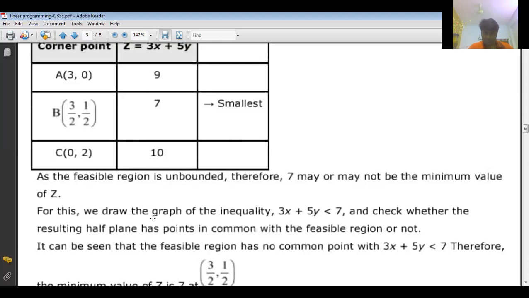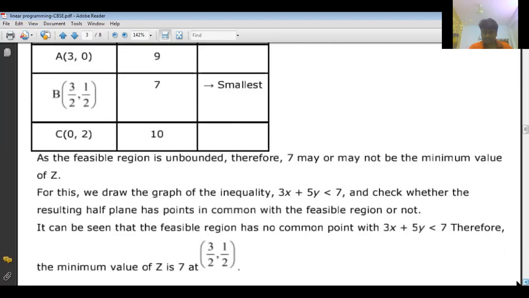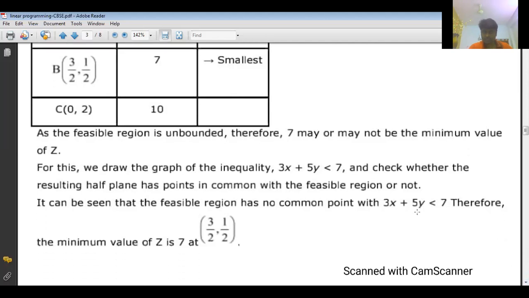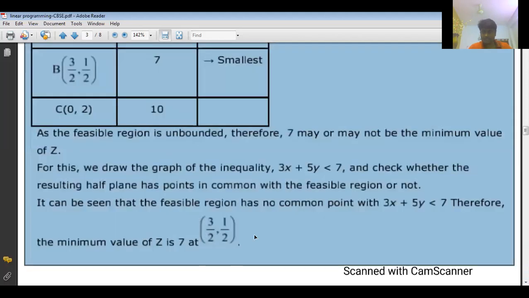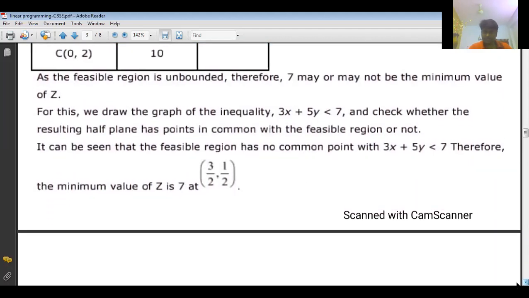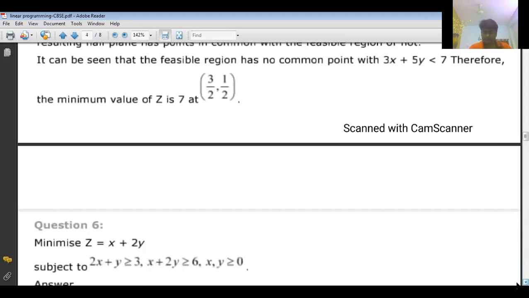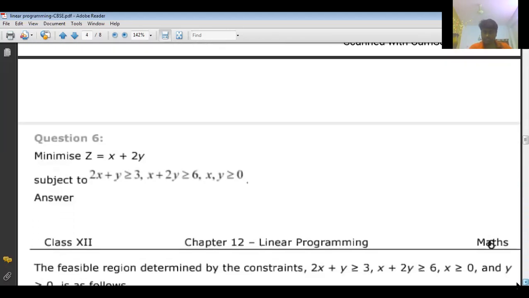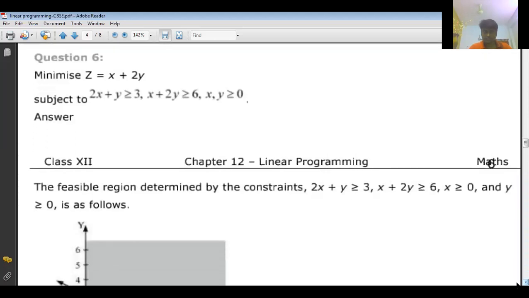Okay. For this, what should we do? We draw the graph of inequality 3x plus 5y less than 7 and check whether the resulting half plane has points in common with the feasible region or not. It can be seen that the feasible region has no common point with 3x plus 5y less than 7. Therefore, the minimum value of z is 7. At which point is it possible? 3 by 2 comma 1 by 2. So we have to check that, only for unbounded regions. Clear? So let us go and check question number 6.